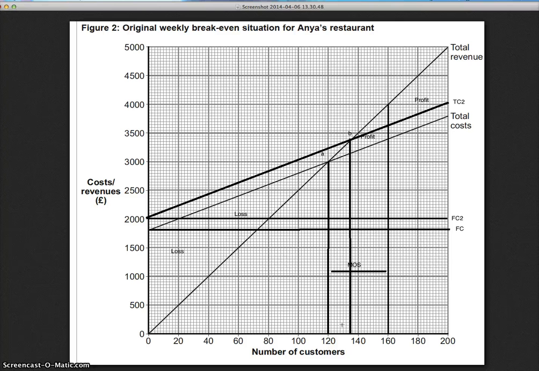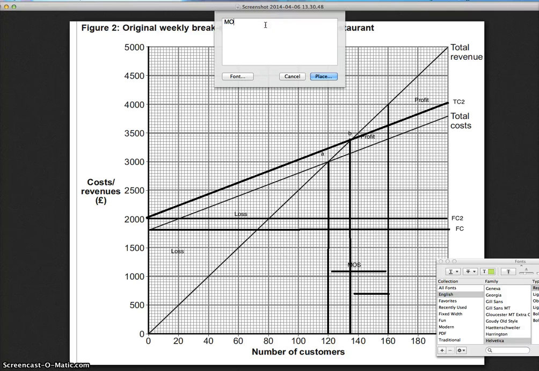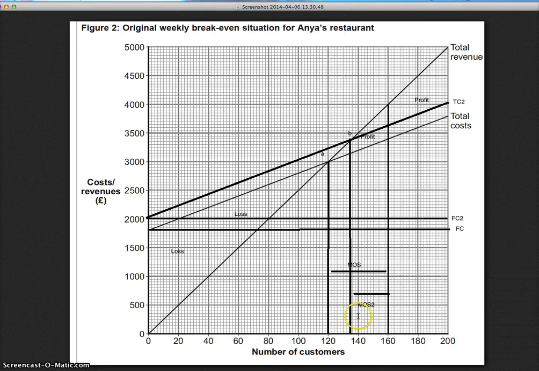Okay. Now the final thing that we've got to do is to put in the new margin of safety and call that margin of safety 2. So the new margin of safety will be represented by this space here, because the actual sales of the company haven't changed, but what has changed is this break-even point represented by B up here. So therefore the margin of safety has actually reduced, hasn't it? It's smaller than it was before. I'm going to call that one margin of safety 2 and put that in there.